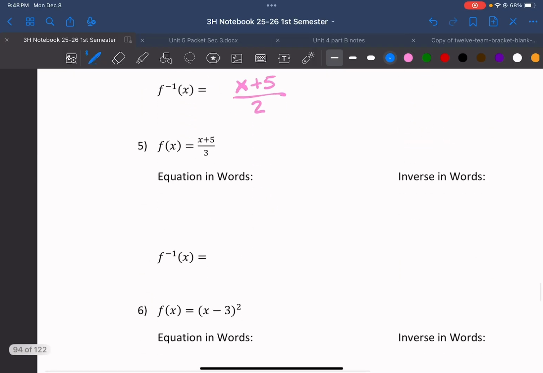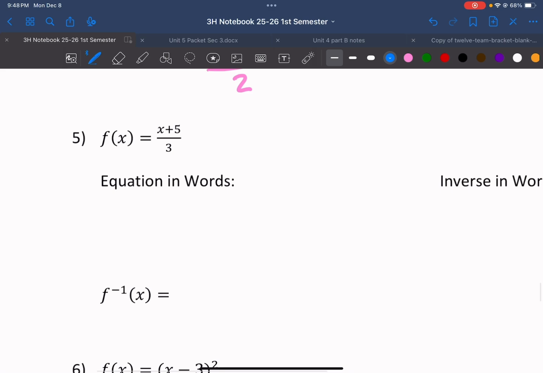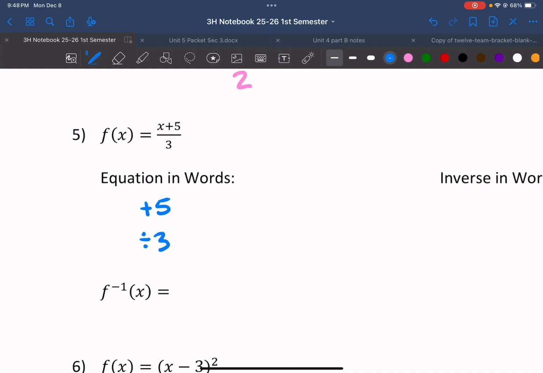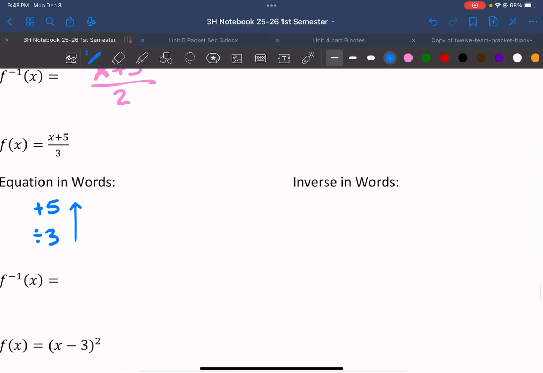Let's look at the next one. In words, this equation is, first, add 5. Next, divide by 3. We're going to go backwards and opposite. Multiply by 3, subtract 5. Backwards and opposite. I'm saying it a lot because that's the key to remember.